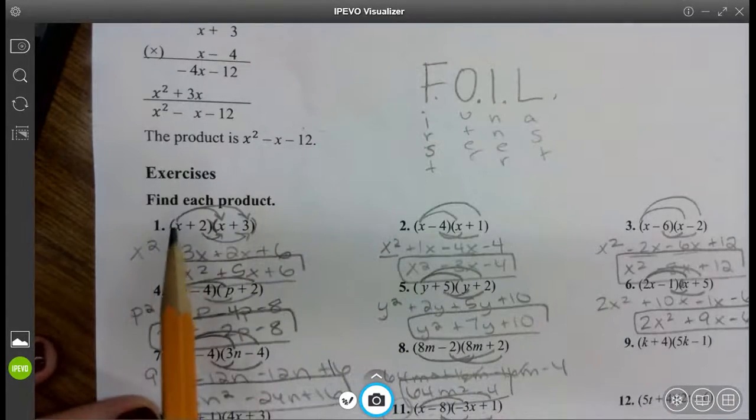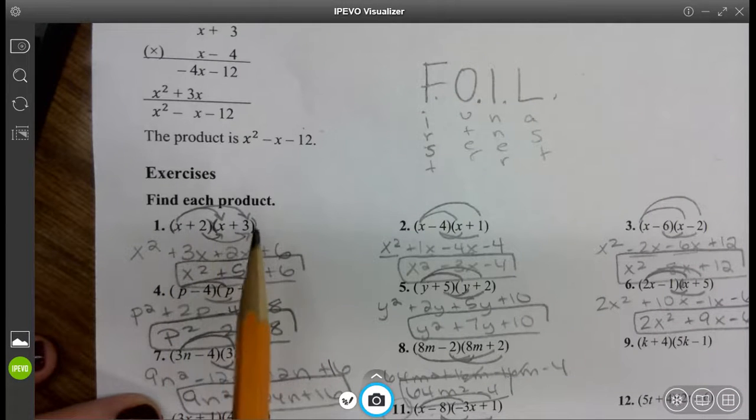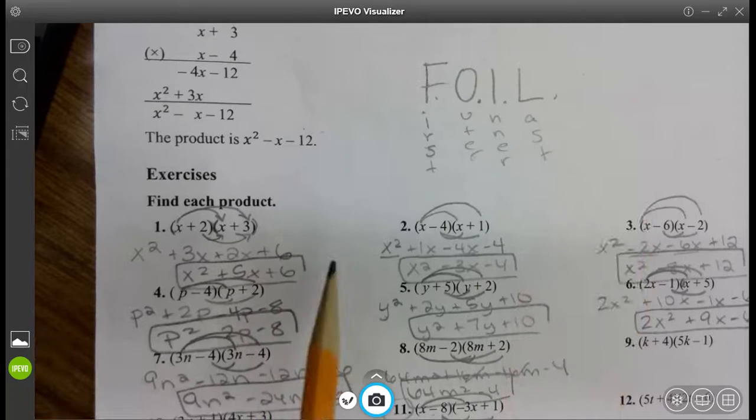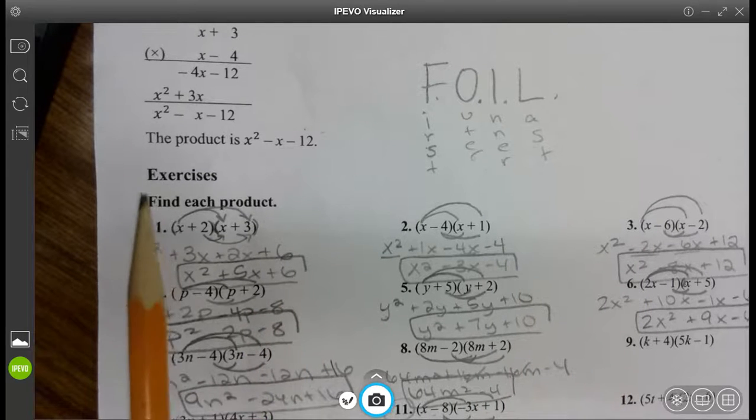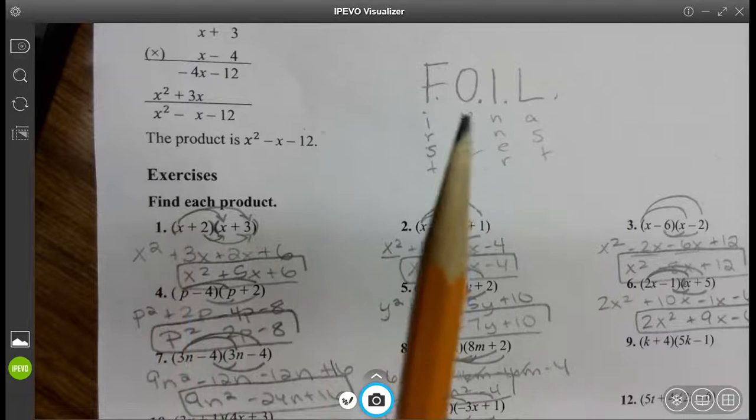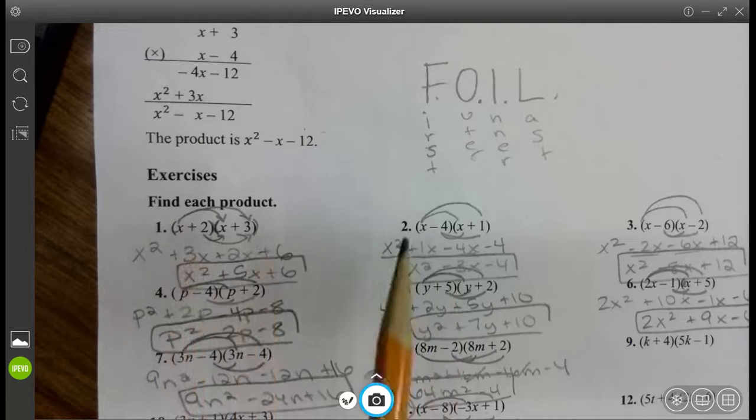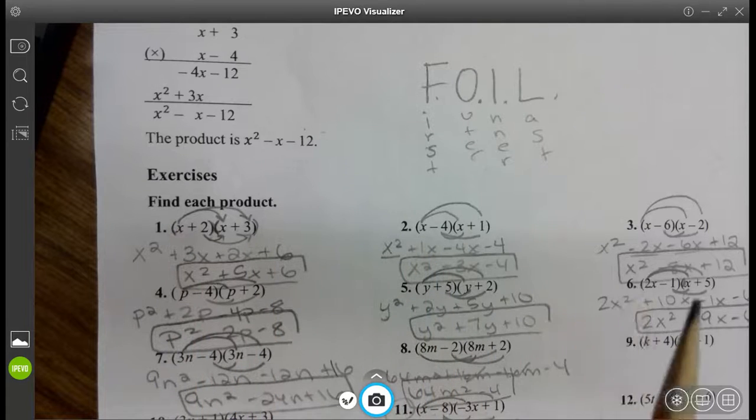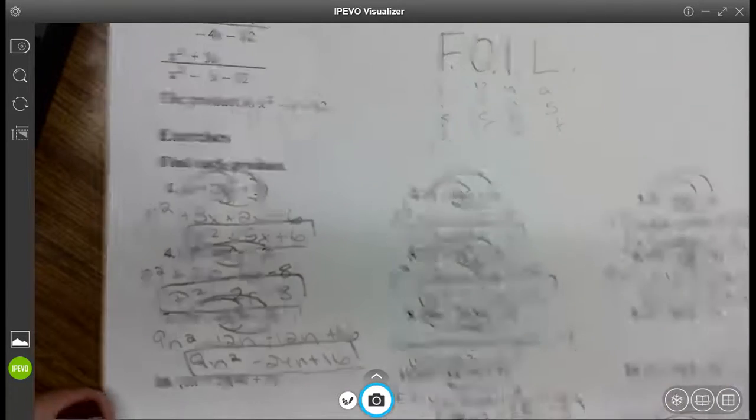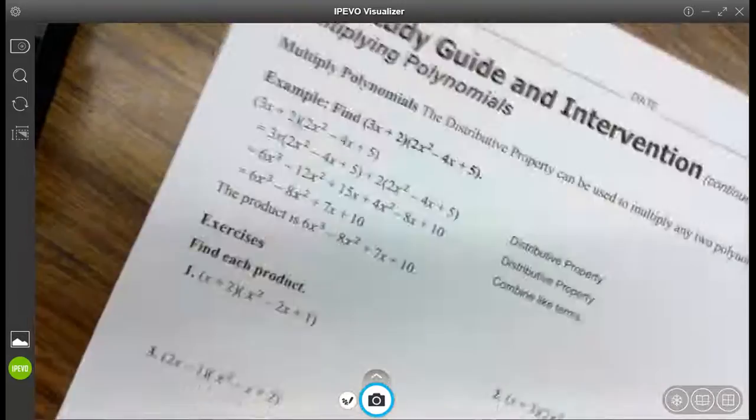So first, the outers, the inners, and the last. So someone might say, hey, go ahead and FOIL those. What they're saying is double distribute. This method will help you remember how to double distribute, going first, outer, inner, last. First, outer, inner, last. First, outer, inner, last. Okay? So if you see the word FOIL, that's what they're talking about. All right, hold the page.